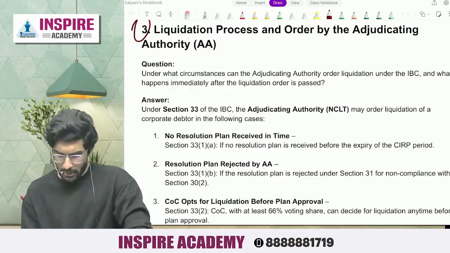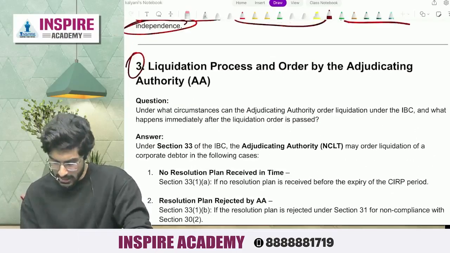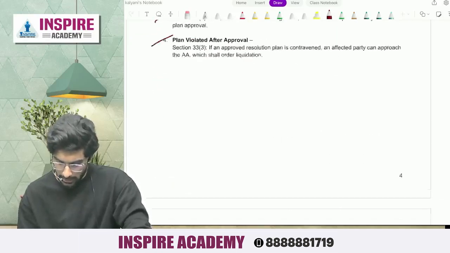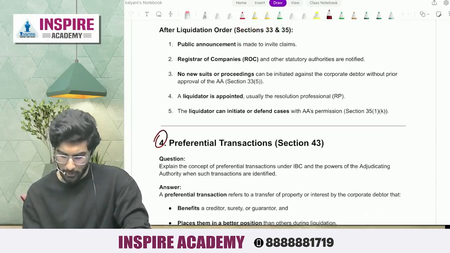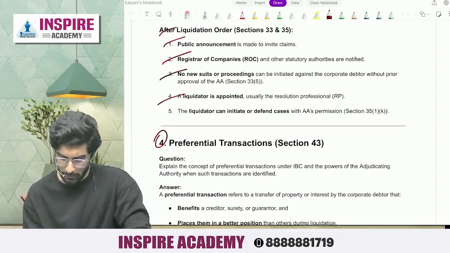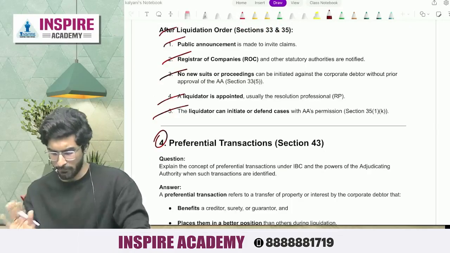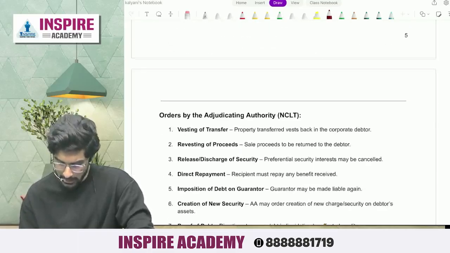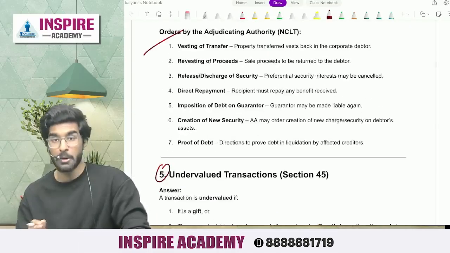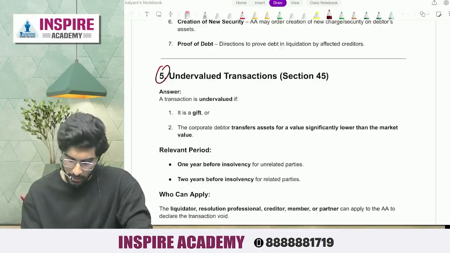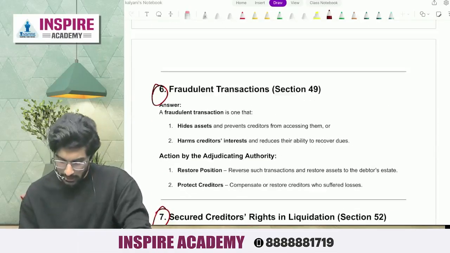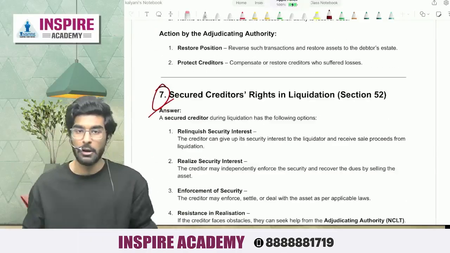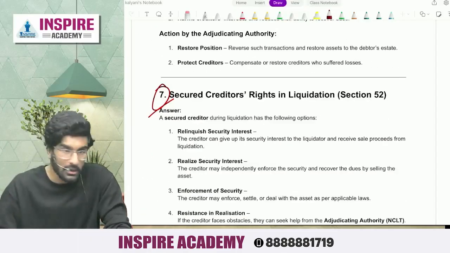Very logical. Now next, under what circumstances can NCLT order liquidation? We know this, 4 points. Next, after liquidation, what? Public announcement, no new suits, liquidator is appointed, liquidator can initiate or defend cases. Now what is the meaning of preferential transaction? You have to explain over here, people. Then what are the orders that can be given by the adjudicating authority? Next is what is the meaning of undervalued transaction? Next is what is the meaning of fraudulent transaction? And last is what are the options available to the secured creditors?